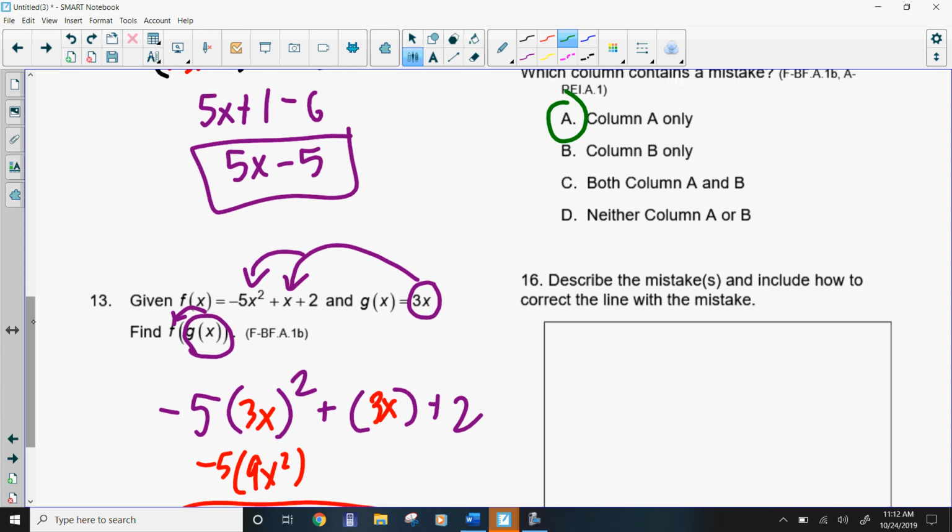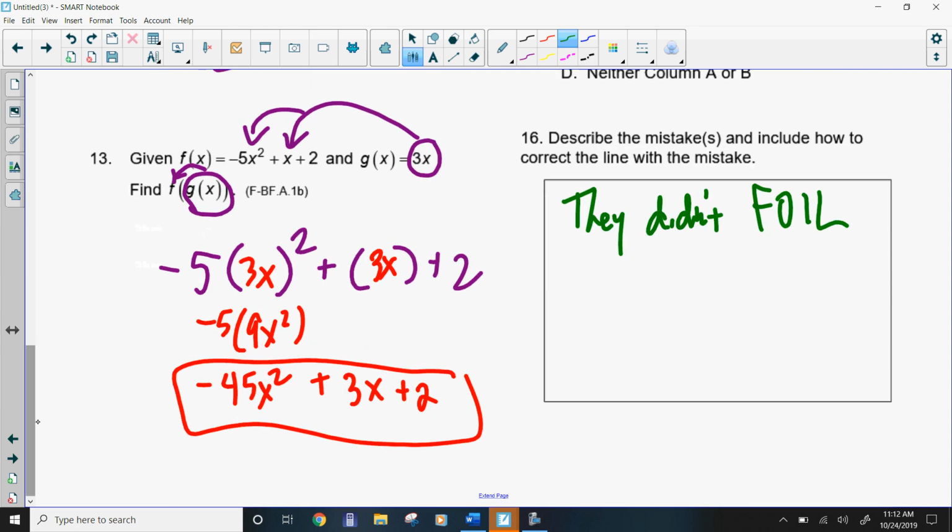Describe the mistake. They didn't FOIL. A lot of these problems where they do them wrong, they either don't FOIL, or they don't plug it in right, or they don't distribute.